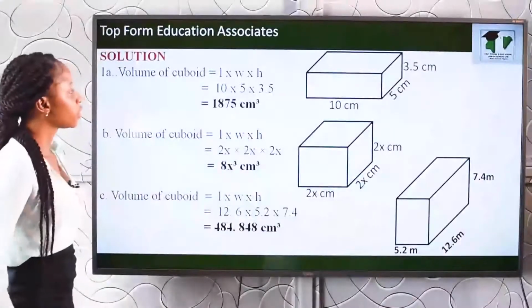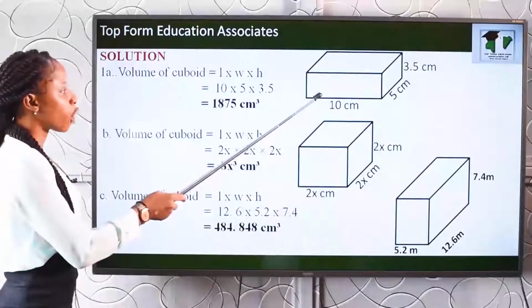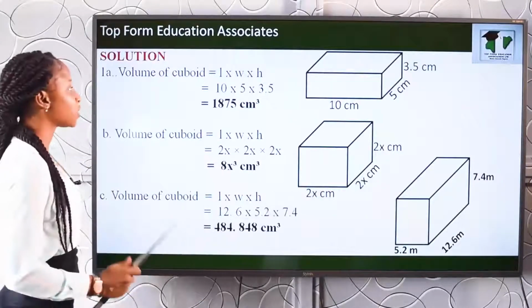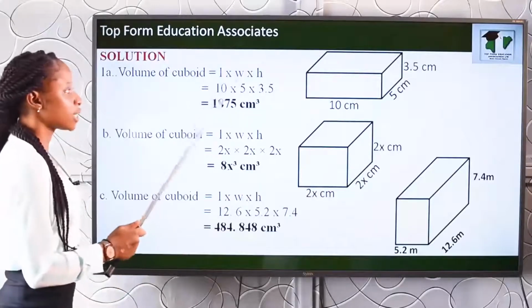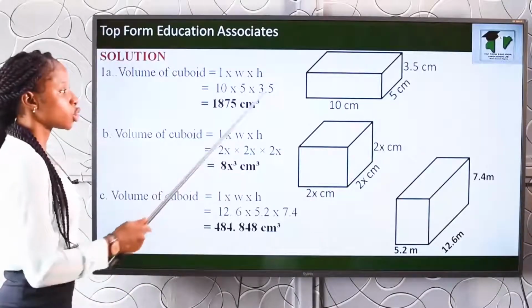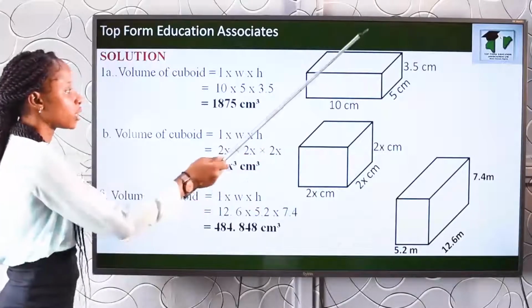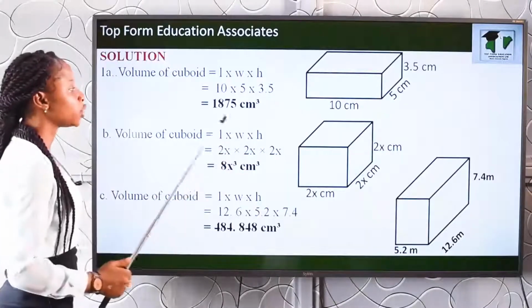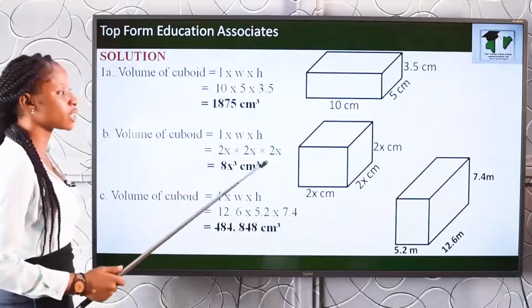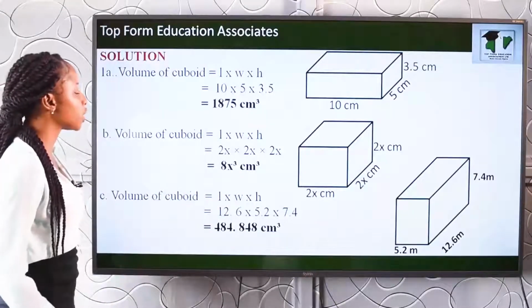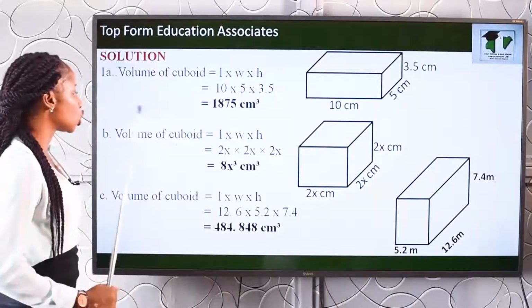Solution. We're asked to look for the volume of this cuboid. We've been given a formula as the volume equal to length times width times height. So simply you multiply all this, the length here, the width, and the height. And when you do that, we have 1,875 centimeter cube. So the volume of this is 1,875 centimeter cube.